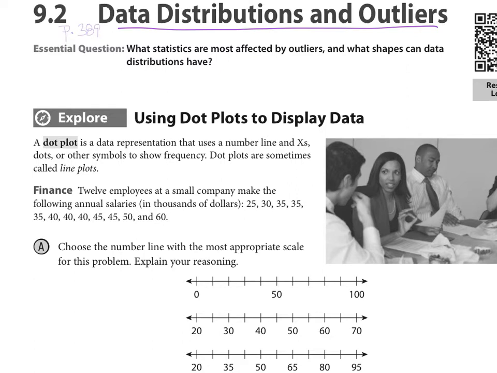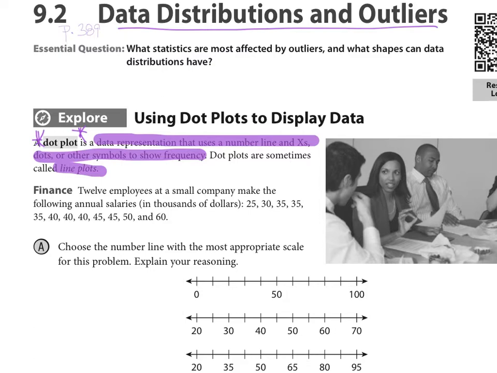All right, and our first definition is going to be a dot plot. Funny name, not a funny definition. A dot plot is a data representation that uses a number line and x's. You can indeed use dots or other symbols. I'm going to use dots. We can also sometimes call these line plots just because they are linear, or you have the one-dimensional plot.